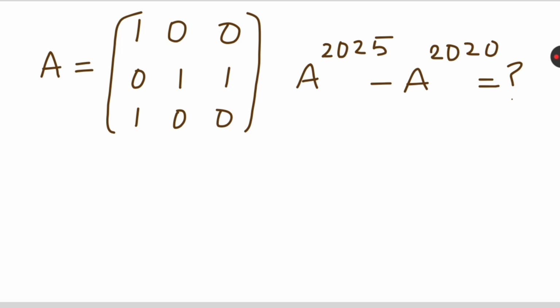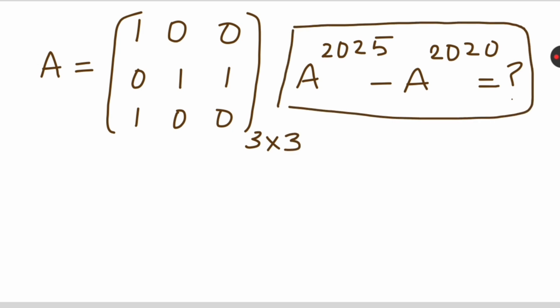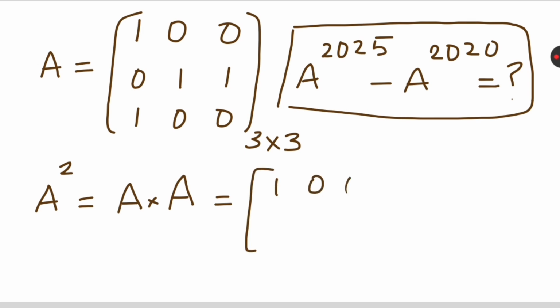Here we are given A, a 3 by 3 matrix, and we need to find the value of A raised to the power 2025 minus A raised to the power 2020. First start with A raised to the power of 2. A squared, we can write as A times A, isn't it? So our A is: the first row is 1 0 0, the second row is 0 1 1, and the third row is 1 0 0.